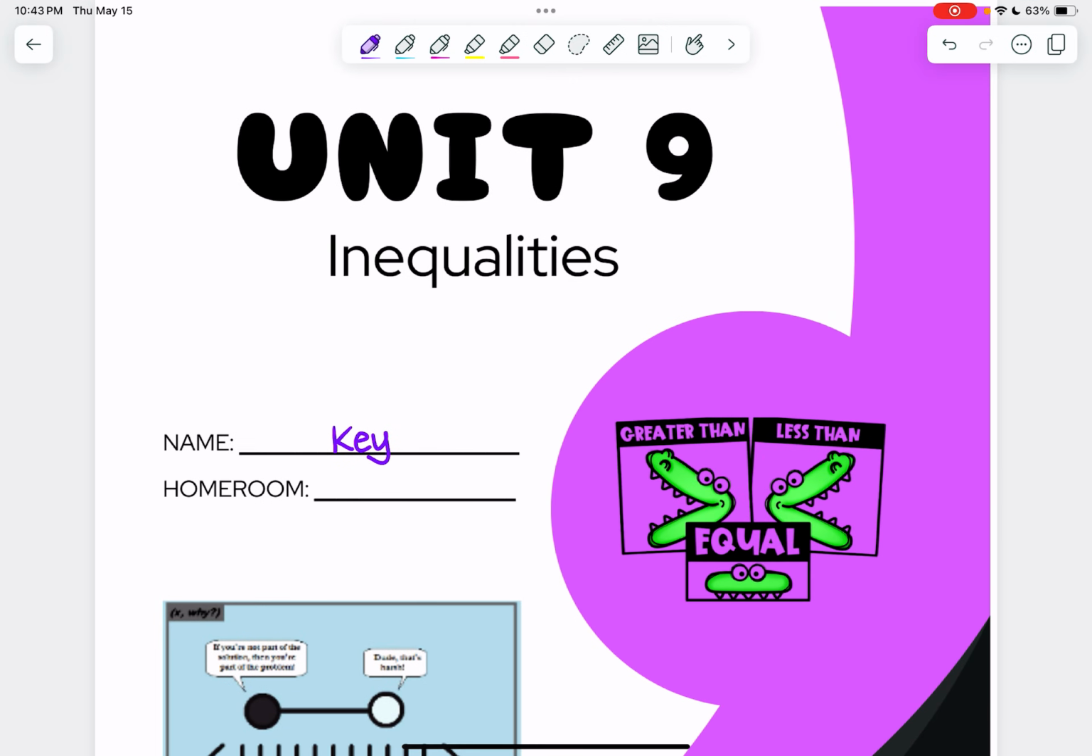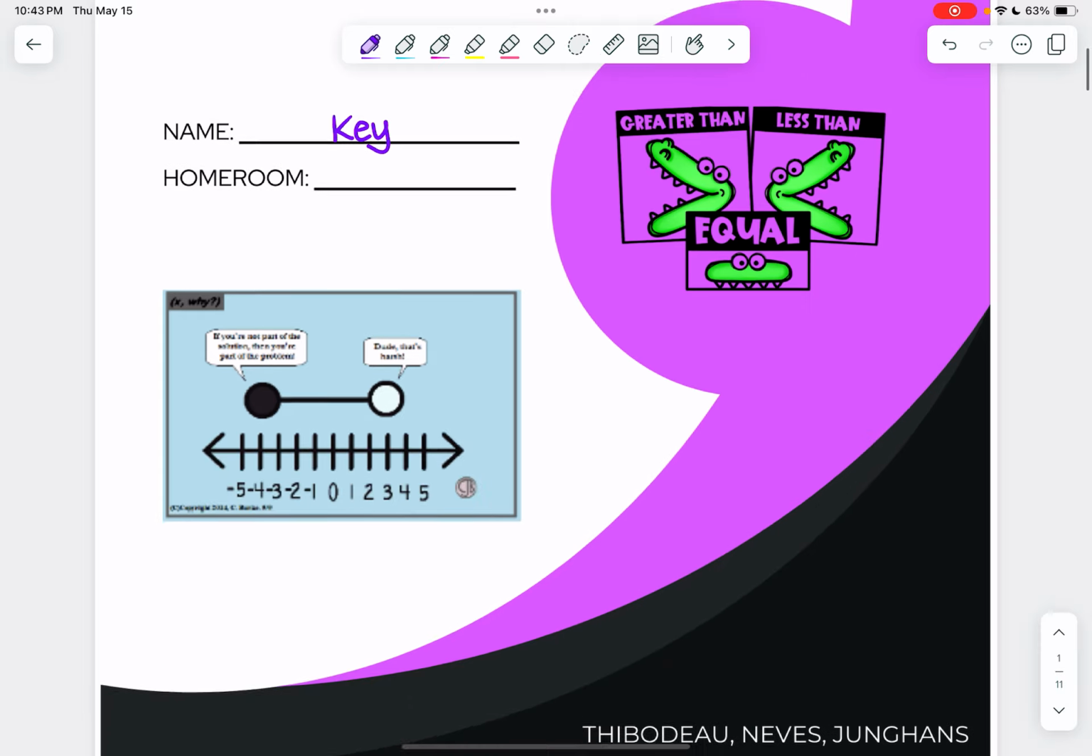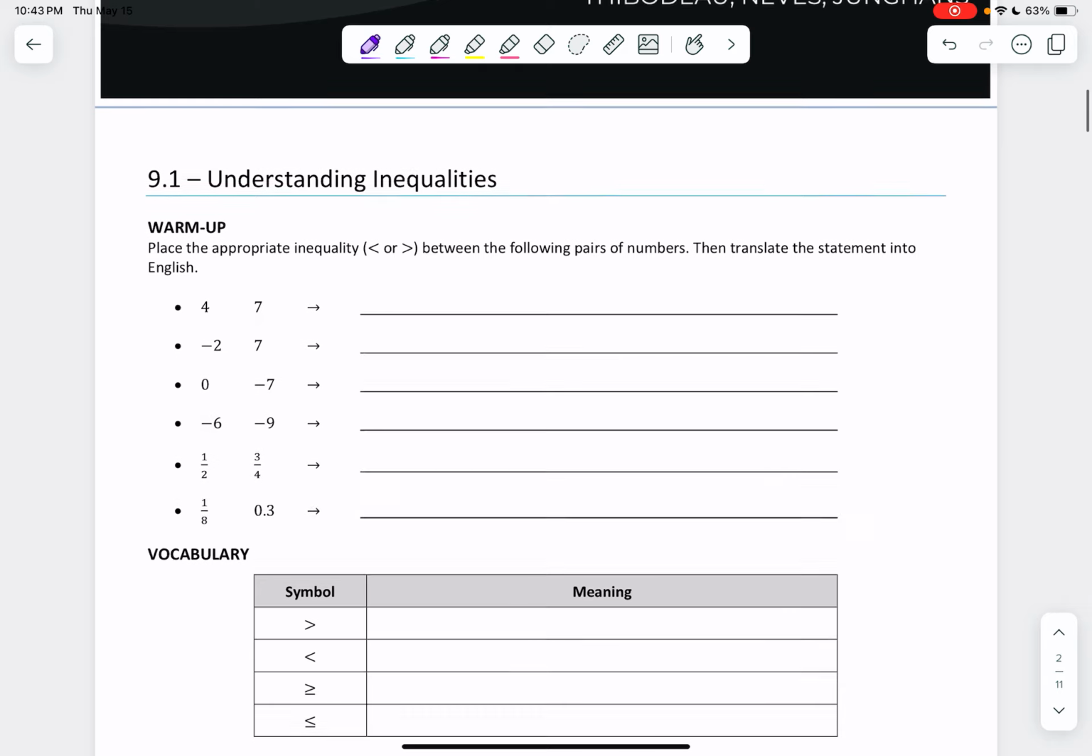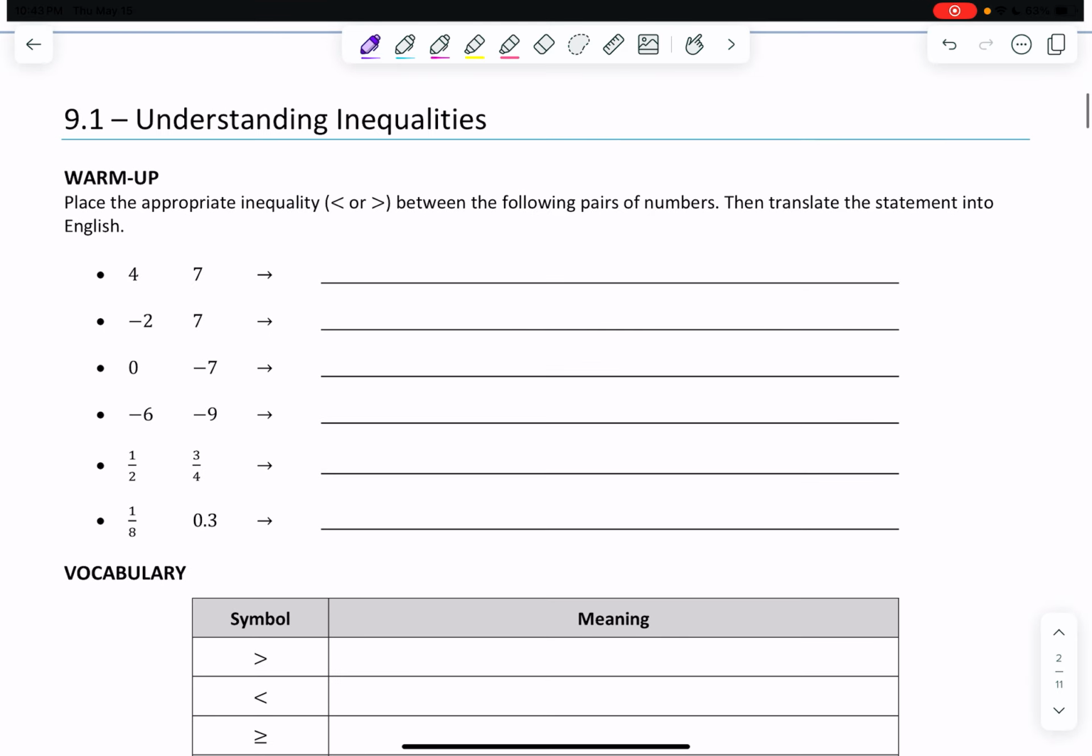Okay, grade 9s. We are starting our next unit, which is inequalities. Now we're going to jump right in with a little bit of a warm-up here. With this warm-up, we see that there's two numbers with a blank in between. In between those two blanks, we're going to put one of these following two inequalities. Then we're going to translate what that statement says in English.